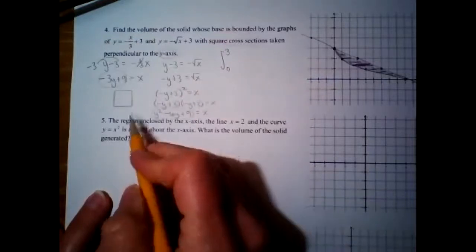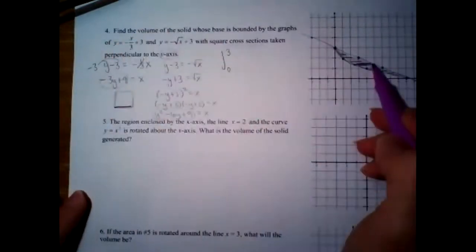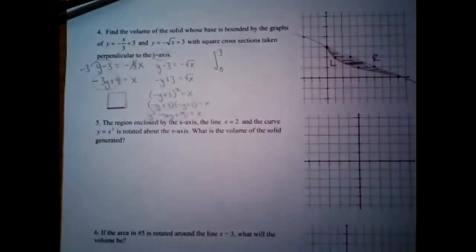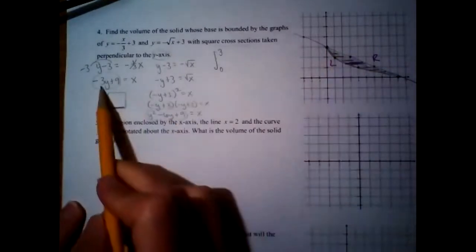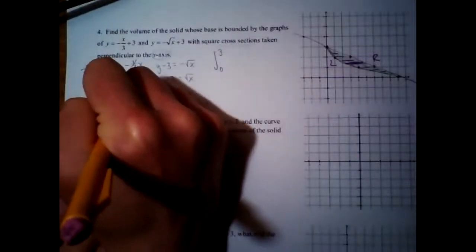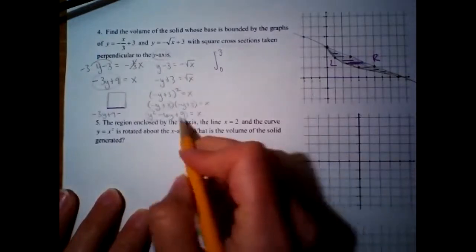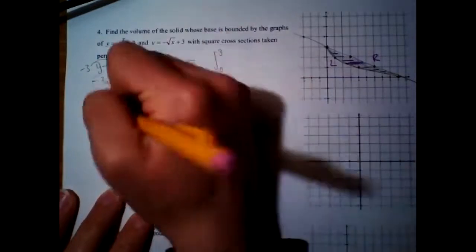So the base of that square matches up with right graph minus left graph. Again, put the R and the L in there if that helps you. Right graph minus left graph. The right graph is the line, so that's this one, the -3y plus 9. And then minus the left graph, which is this one.